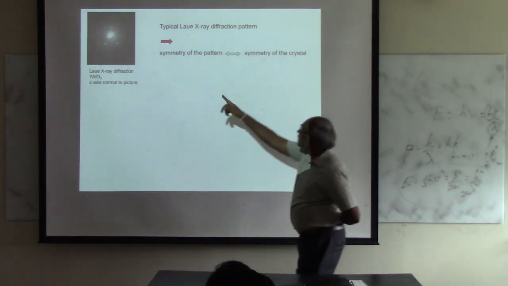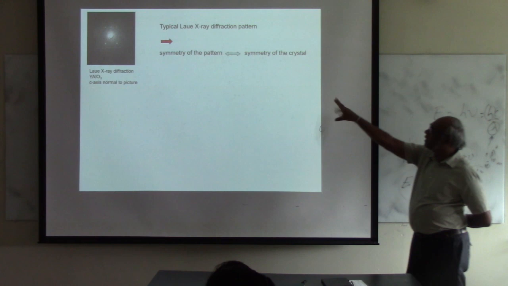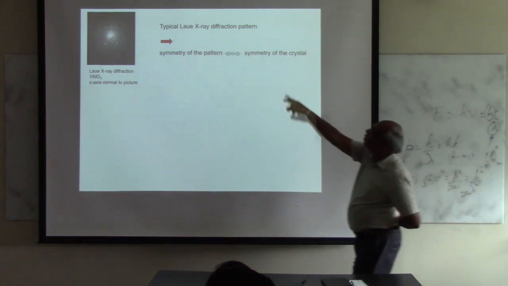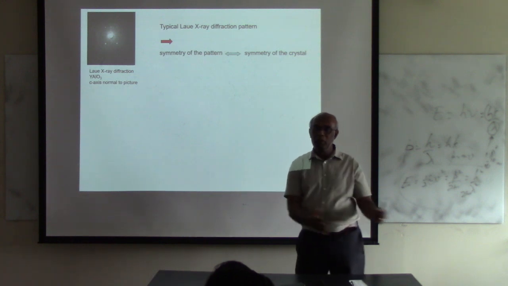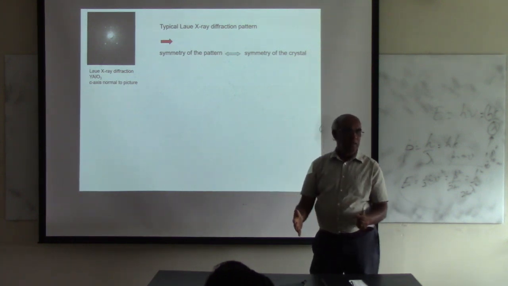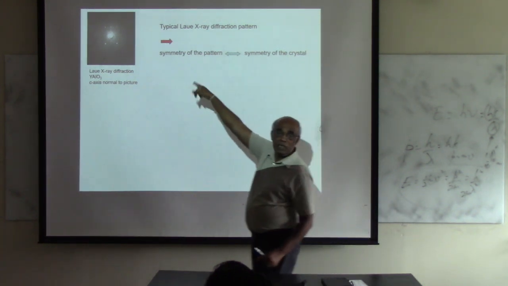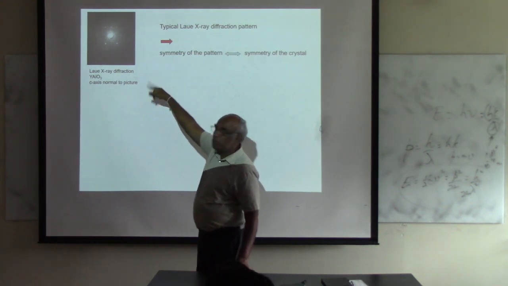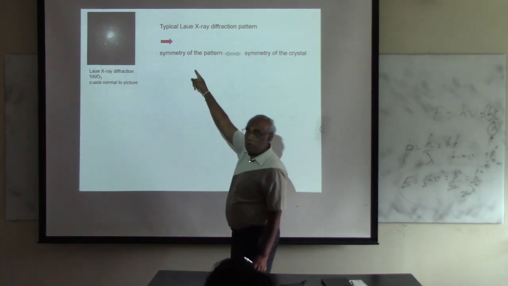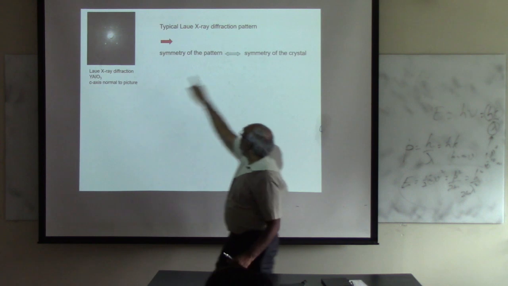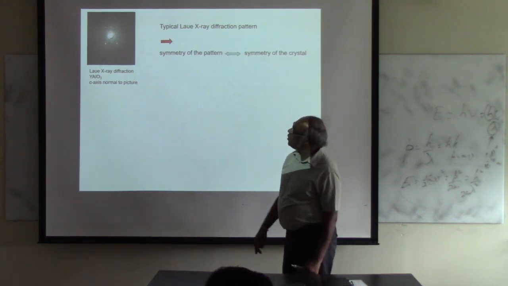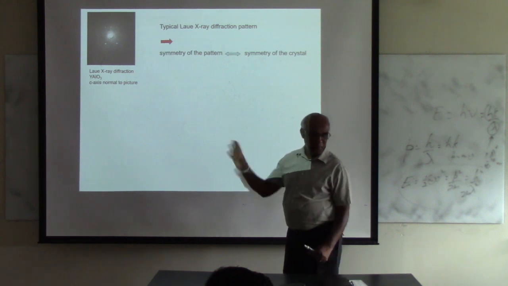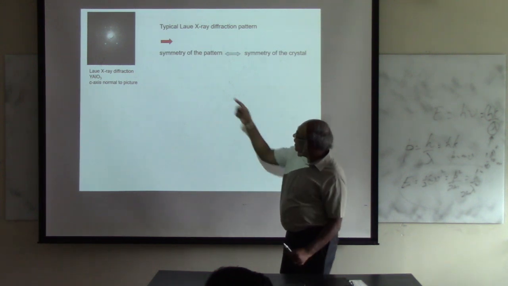The reason is the diffraction pattern tells you the symmetry of your crystal. Suppose you have a cubic crystal or rhombohedral or hexagonal. So you see some relevance of the symmetry of this pattern to the crystal symmetry. Later we are going to do this one. Here, what can you see?